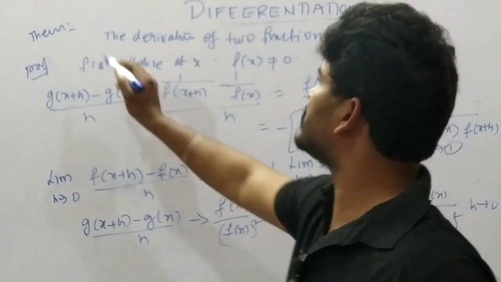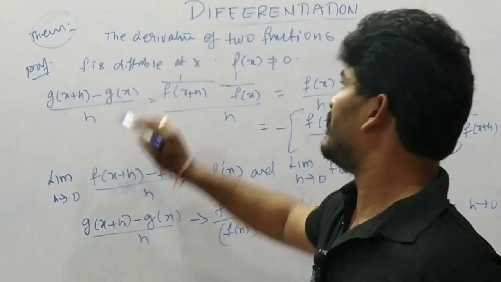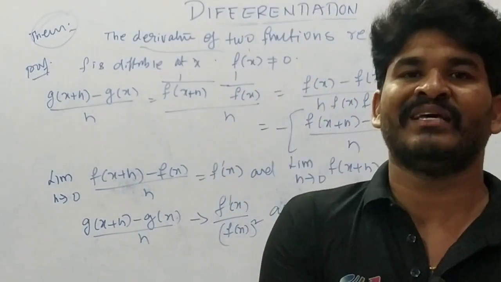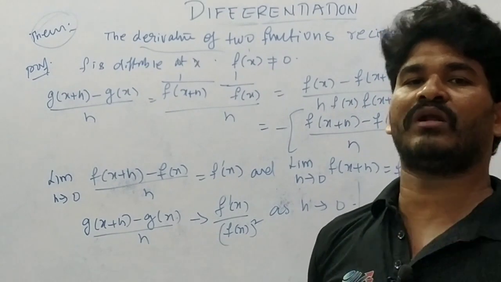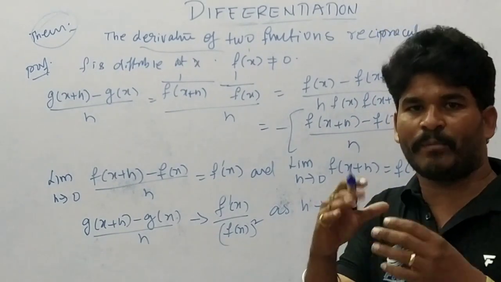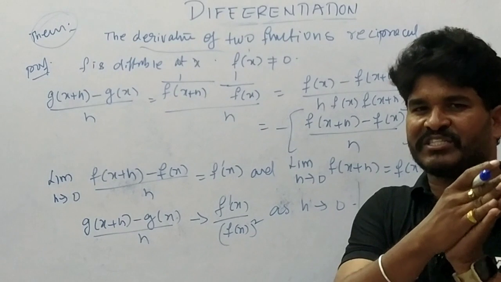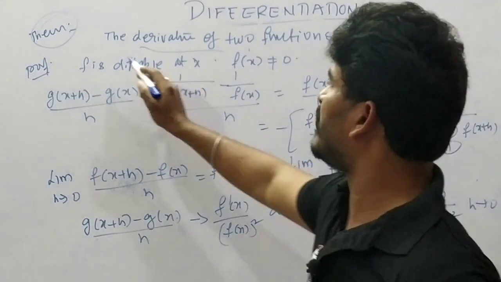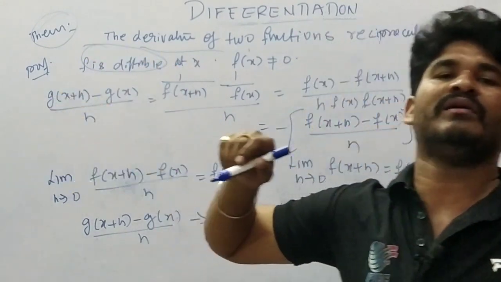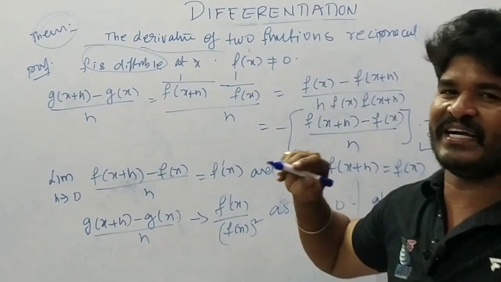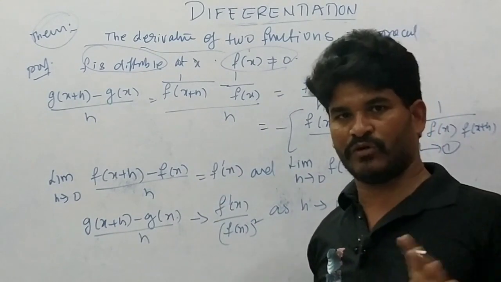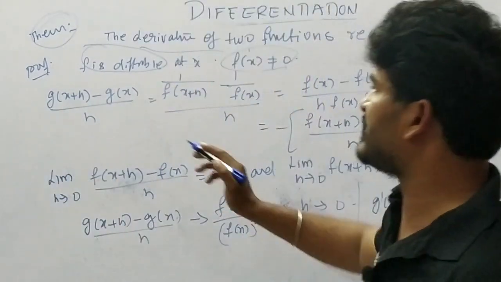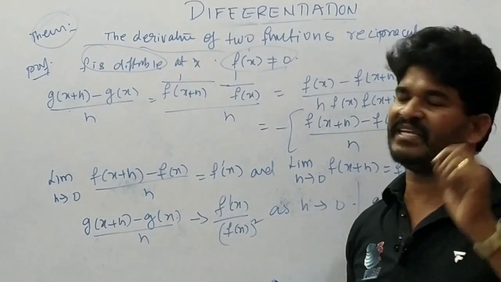Okay. The next theorem is about the derivative of reciprocal functions. Whenever the given function is a reciprocal, here f is differentiable at x. Therefore, the condition here is f(x) not equal to 0. This condition is clear. Therefore, here the function is g.